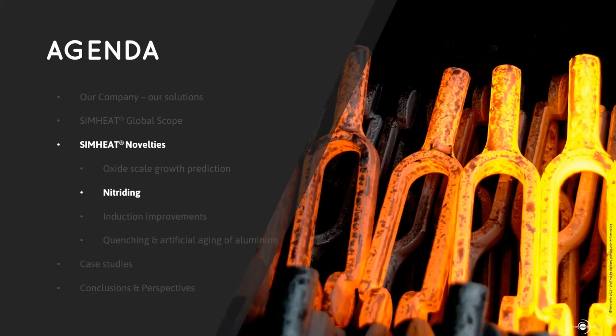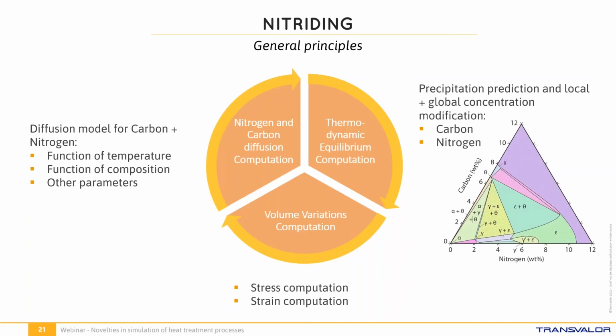Second novelty concerns nitriding. Nitriding is a surface hardening process in which nitrogen atoms are diffused into the surface of ferrous materials and react with the base metal to form a hard, wear-resistant, and fatigue-resistant part. The mechanical properties of the nitride layers are induced by the diffusion of nitrogen and carbon as well as the precipitations. The total concentration corresponds to the sum of elements able to diffuse in the matrix with elements trapped in the precipitates.